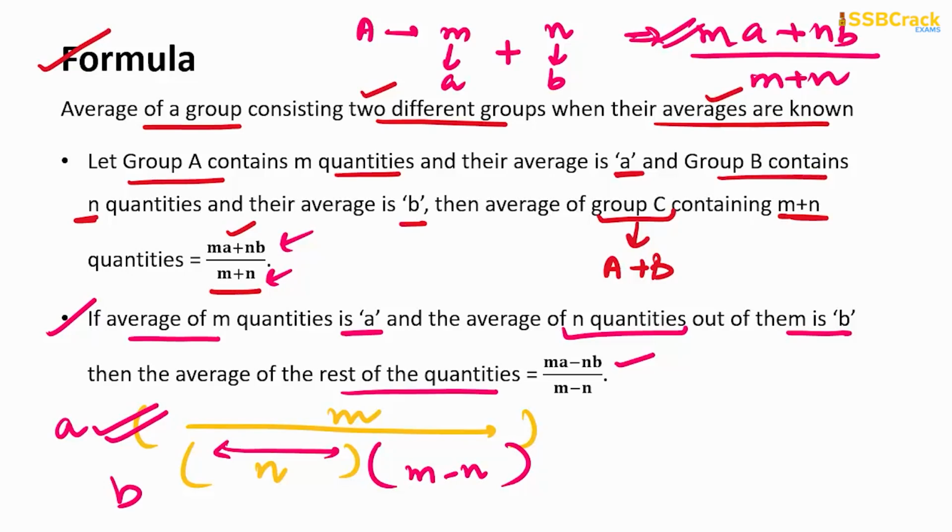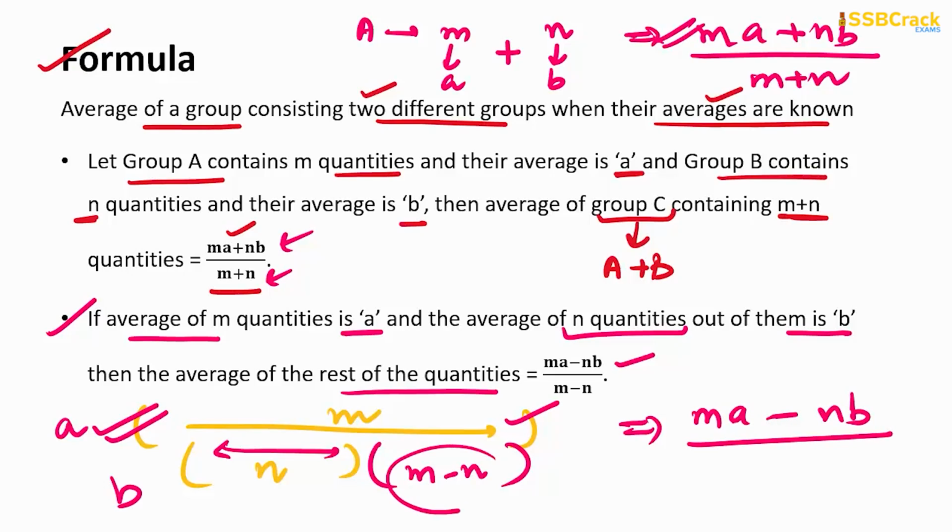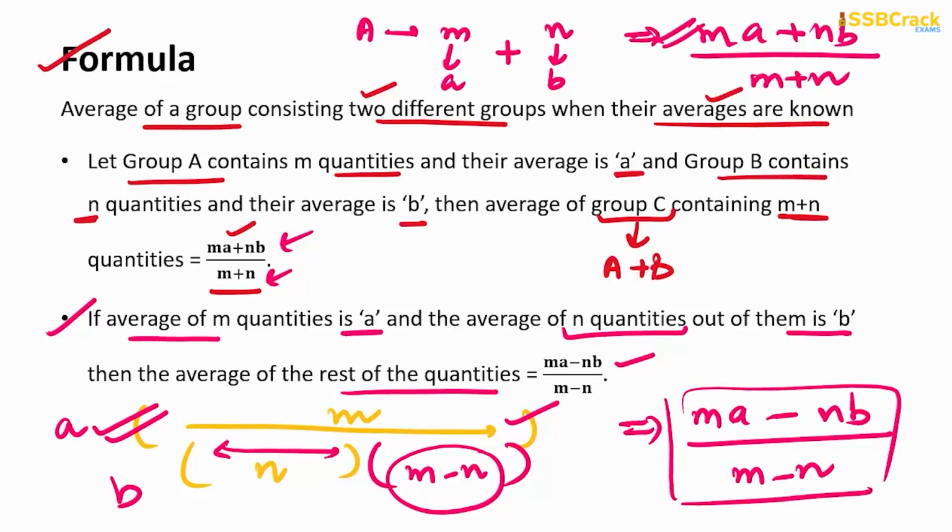Now we have to find the average of the rest of the quantities, that is m minus n quantities, right? So it will be equal to the sum of all the more number of quantities, that is MA minus NB, divided by the total number of quantities. So it will be m minus n, right? So this will be the formula for finding the average of the remaining number of quantities. Okay, now let's take an example based upon this.